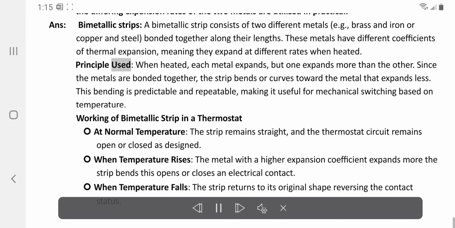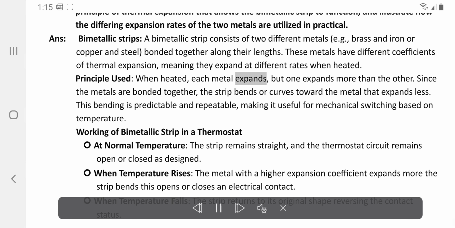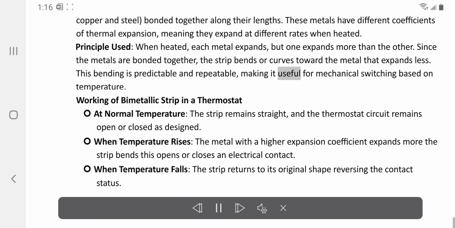Principle used: when heated, each metal expands, but one expands more than the other. Since the metals are bonded together, the strip bends or curves toward the metal that expands less. This bending is predictable and repeatable, making it useful for mechanical switching based on temperature.